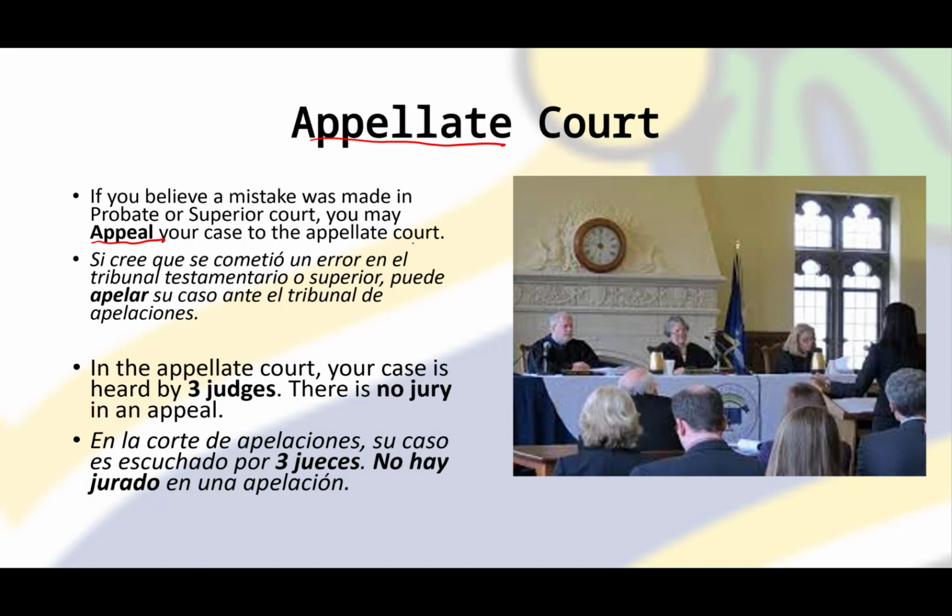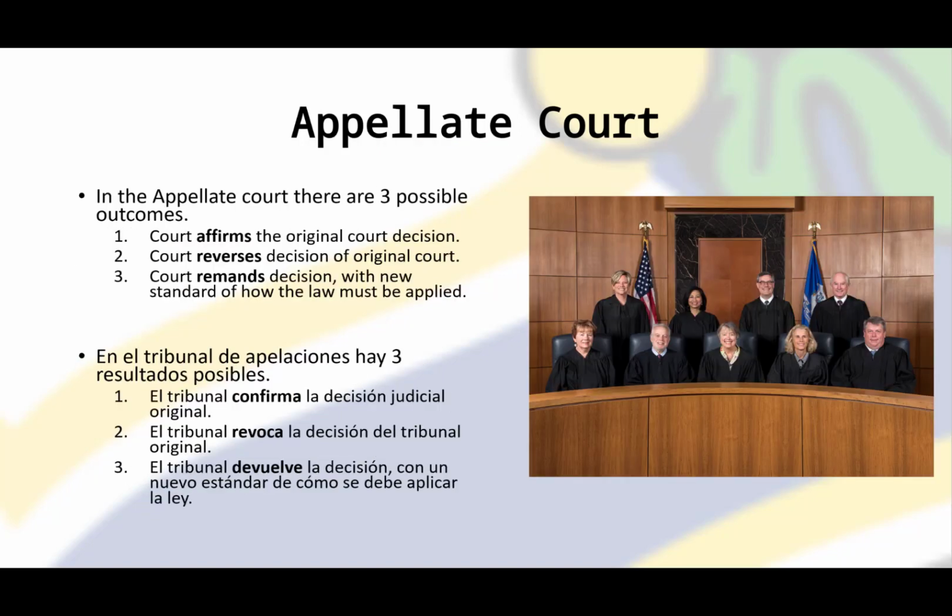There's a big difference. In an appellate court, they have 3 judges. There is no jury. These 3 people decide the case. But they don't decide it the way you think they might decide it. There's only 3 possible outcomes in an appellate court hearing. The court can affirm, conferma, the original court decision, which means they agree.